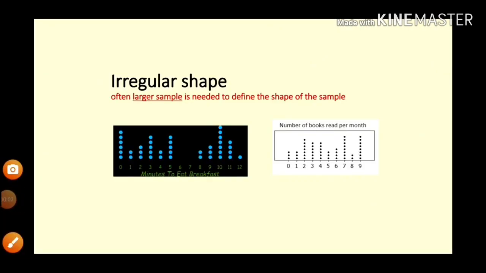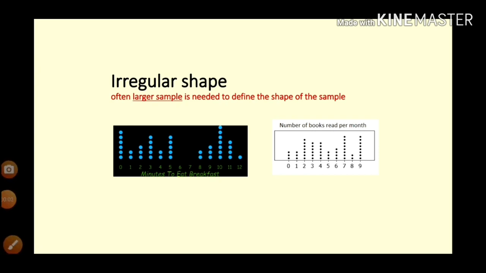Okay, so we covered uniform shape, symmetrical, skewed, all those things. Lastly, if they are not one of these, it's called irregular shape. So if you often see many modes, but it's not uniform, then it's irregular. In here it says, for irregular shape, often a larger sample is needed to define the shape of the sample.